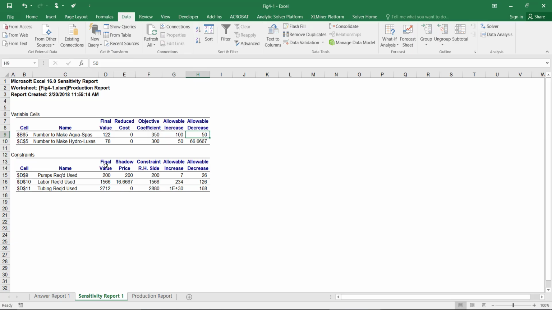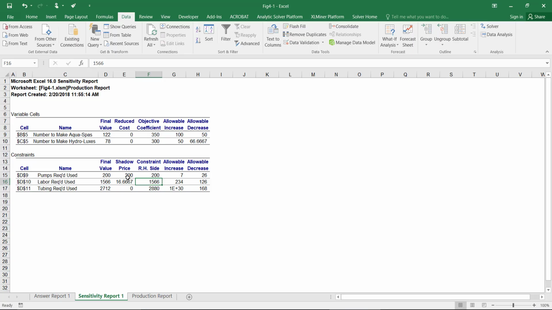Pay attention that if the final value and right hand side of a constraint are equal, that means this constraint is binding, in a similar way to what we saw in the answer report. So you can see that the final value of the first constraint and its right hand side are equal, so that means this constraint is binding. And also the second constraint, because the final value and the right hand side are equal, means this constraint also is a binding constraint.